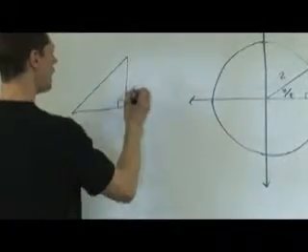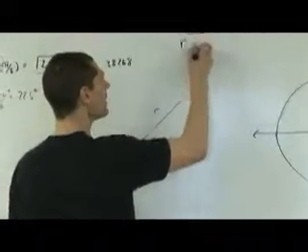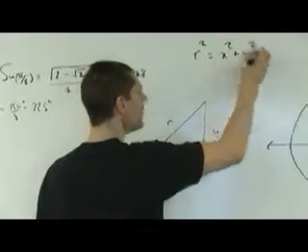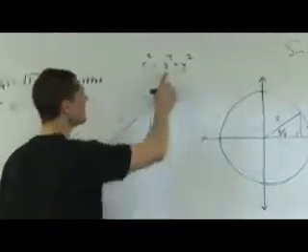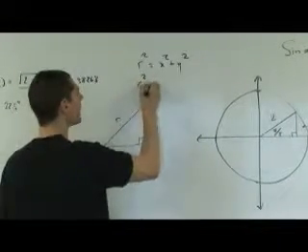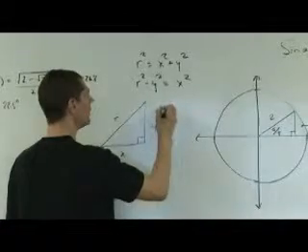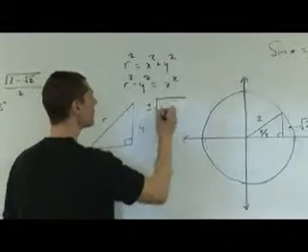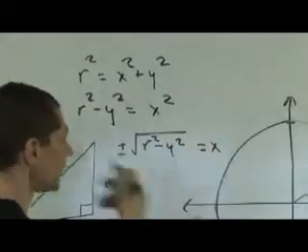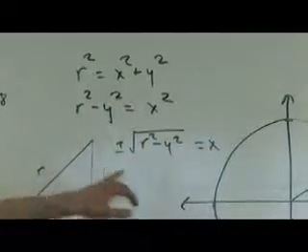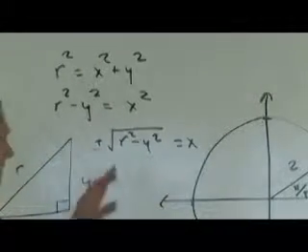Okay, so we have y, x, and r. We know that r squared equals x squared plus y squared. In this, we are looking for x. That means that r squared minus y squared equals x squared, or plus and minus the square root of r squared minus y squared is equal to x. We took the square root of both sides. Because we're in the first quadrant, we know that this is going to be a positive number.